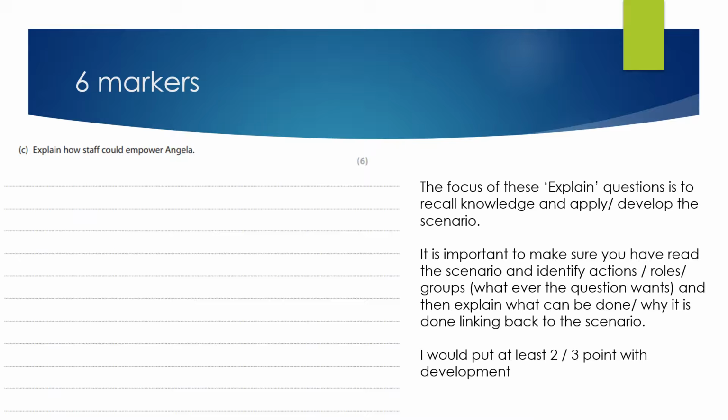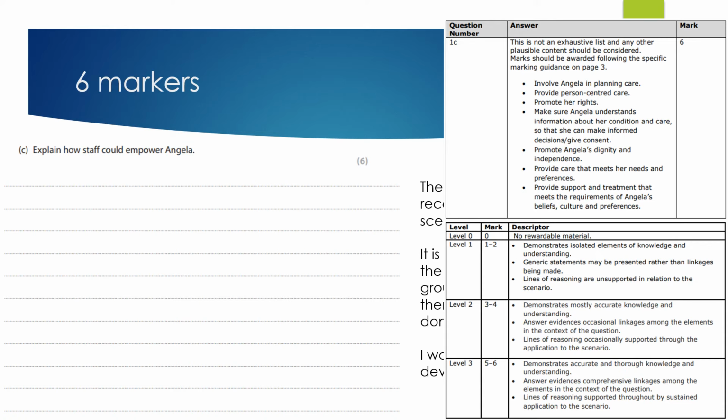So in this context, looking at the marking grid, the ways that Angela could be empowered would be to involve her in care and planning, provide person-centred care, promote her rights, make sure she understands, meet her needs, provide treatment. The marking grid gives you a list of suggested ideas, and then they use levels 1, 2, and 3. Level 1, you might give 1 or 2 isolated points. You might just say 1 or 2 things that are done. There's not really much reasoning or explanation. It's quite basic. You might just say, help Angela make care plans, and you're in the bottom tier.